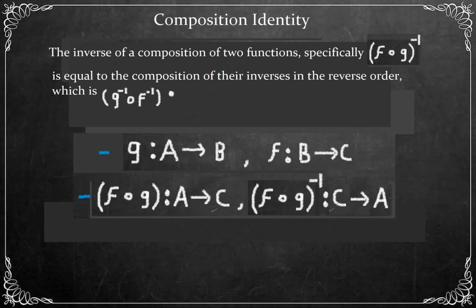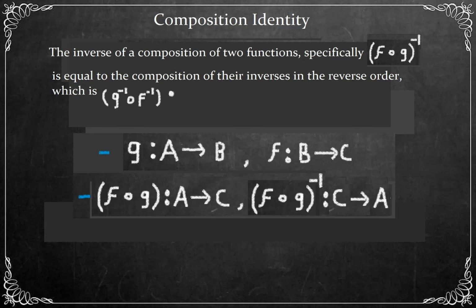Generally speaking, the composition identity, more specifically, we plan to prove the composite function identity for inverses, which states the inverse of a composition of two functions, specifically (f∘g) inverse, is equal to the composition of their inverses in the reverse order, which is g inverse ∘ f inverse.